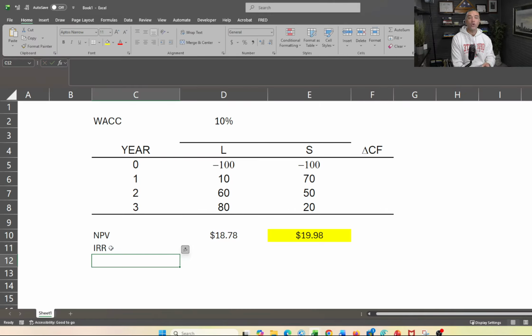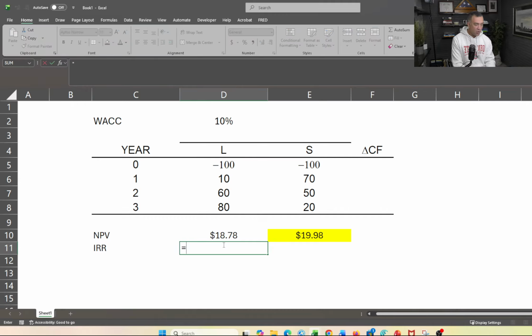That's the internal rate of return. And I have to define what it means. The internal rate of return is the rate at which the WACC would give you a zero net present value. So let me explain further. This is fairly simple. All you do here is just type in equals IRR, and that's the function. And all it asks for is the cash flows.